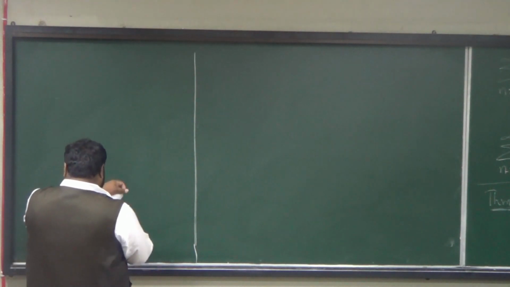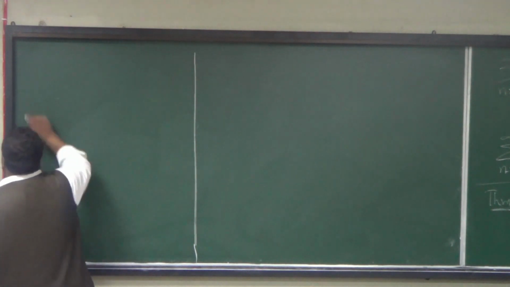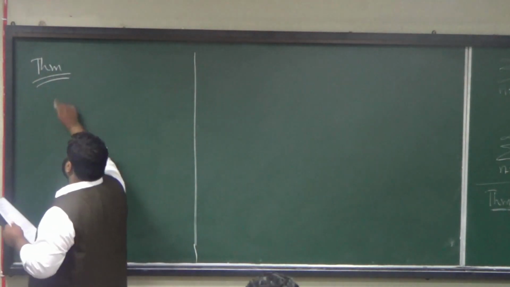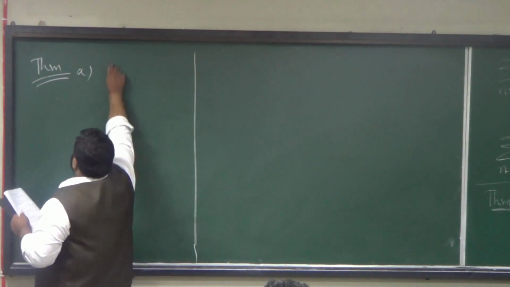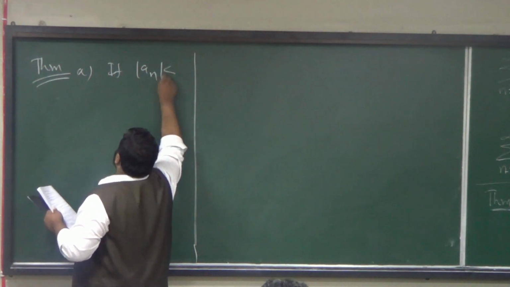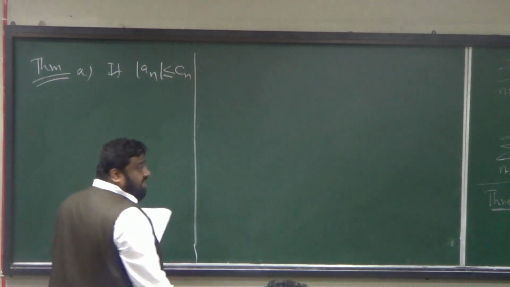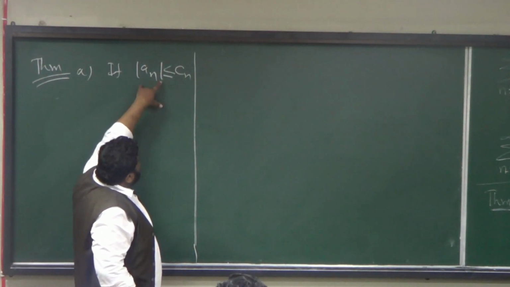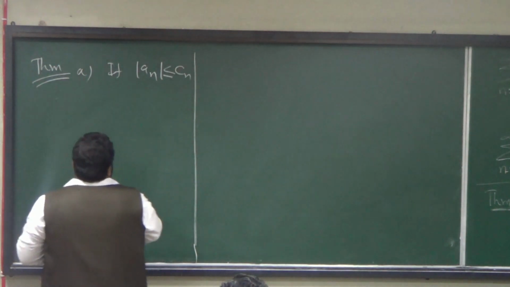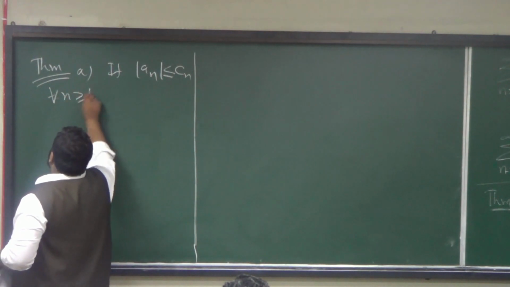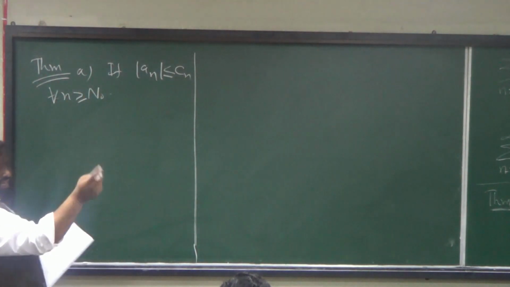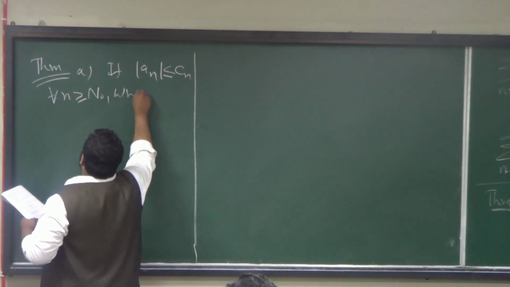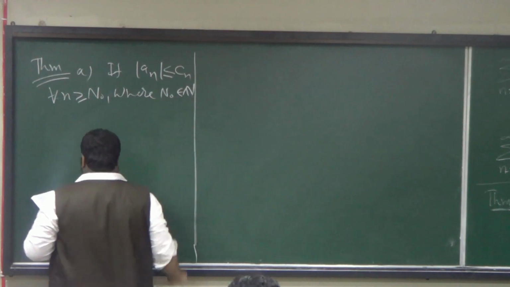Okay, so here is the theorem. If An is less than or equal to Cn, we have two sequences, An and Cn, where one sequence is dominating the other. But not for all n, only for n bigger than or equal to n naught. So it's like after n naught this is true, where n naught is a natural number.